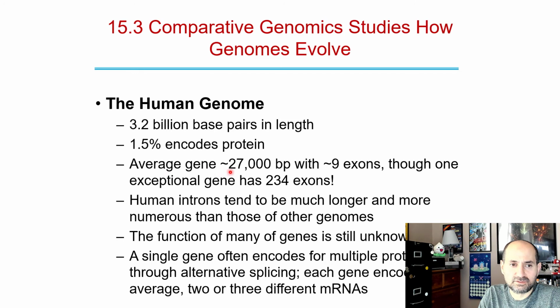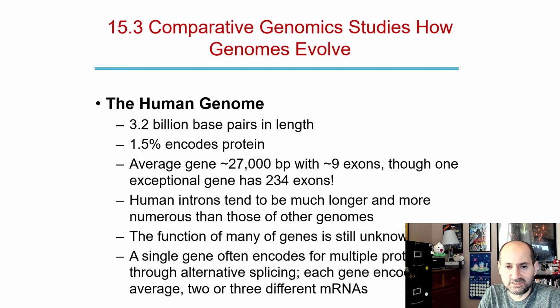Average gene length is about 27,000 base pairs with about 9 exons. So your average gene in your body is about 27,000 base pairs long with about 9 exons, though one exceptional gene has 234 exons. So you can actually have a gene with 234 exons. That's really fascinating. Human introns tend to be much longer and more numerous than in other genomes. Remember, the more complex the organism, the longer and more numerous its introns tend to be.